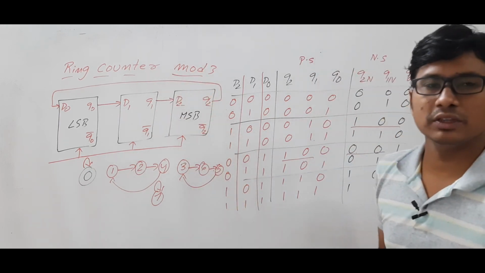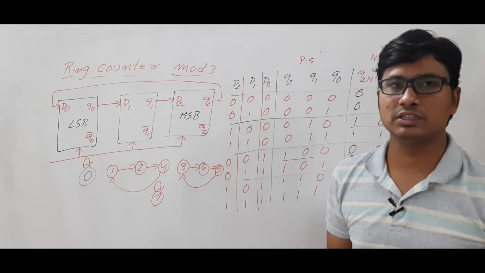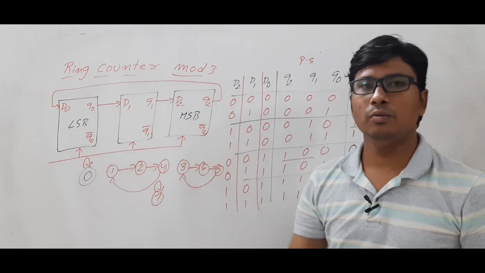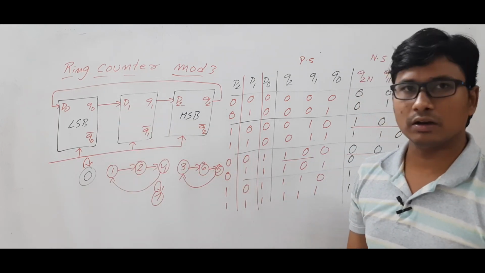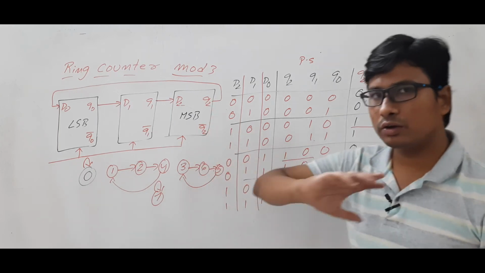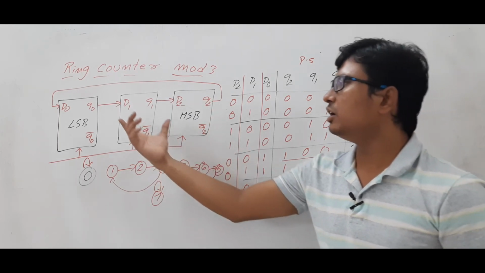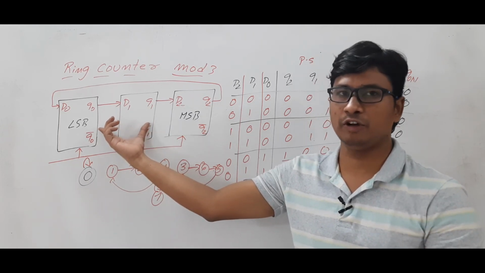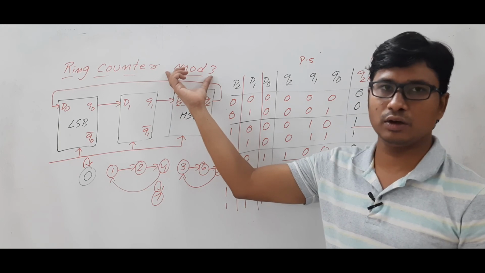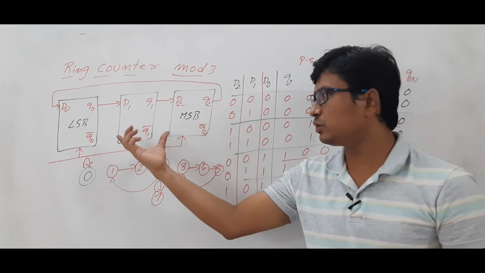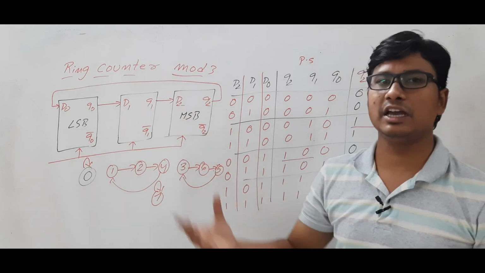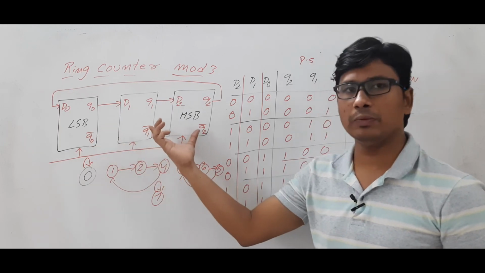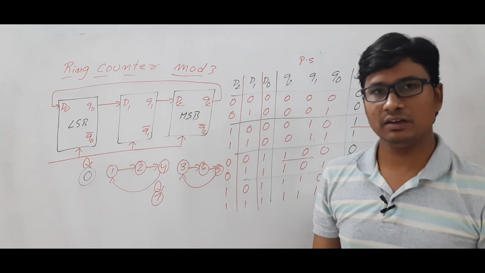Now, even in the last example we discussed the mod 2 ring counter. In this example I have discussed the mod 3 ring counter. Am I right or wrong? Here we have 3 D flip-flops, so we got the mod 3 ring counter. In the previous example we took 2 D flip-flops and it acted as a mod 2 ring counter. If you take n flip-flops, then you will get the mod n ring counter.